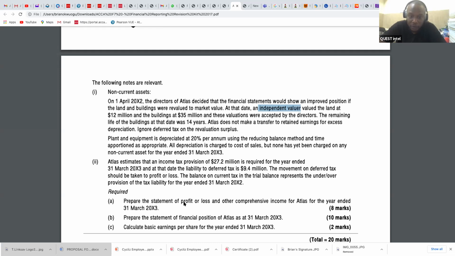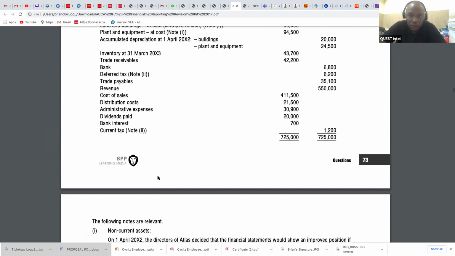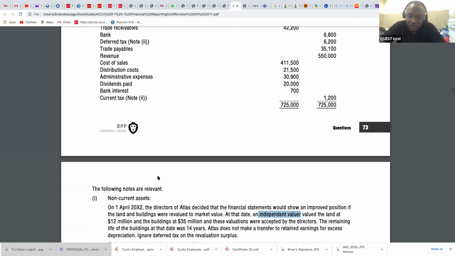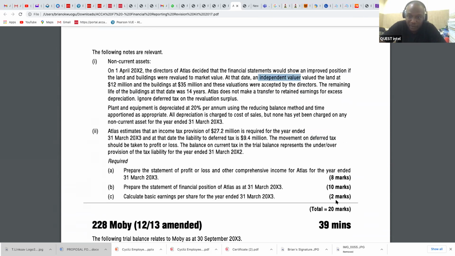The requirement was: prepare a statement of profit or loss; second, prepare a statement of financial position; and ultimately, if we have time, prepare the basic EPS. Basic EPS will be quite straightforward. It will be your earnings divided by your number of shares. You didn't have any share issue during this year, so there will be no need for weighting the average number of shares. So this will just be a bonus 2 marks.